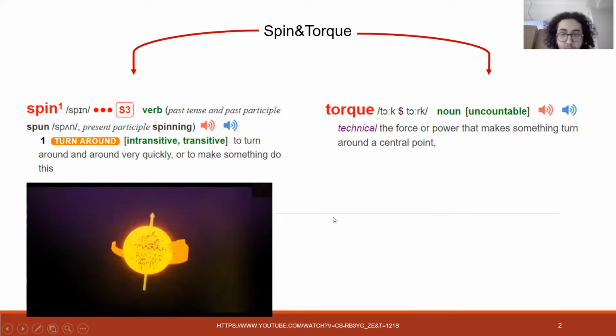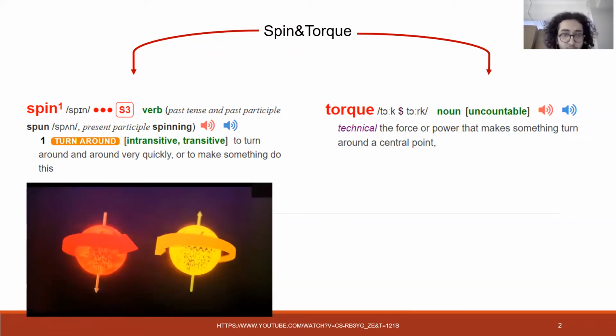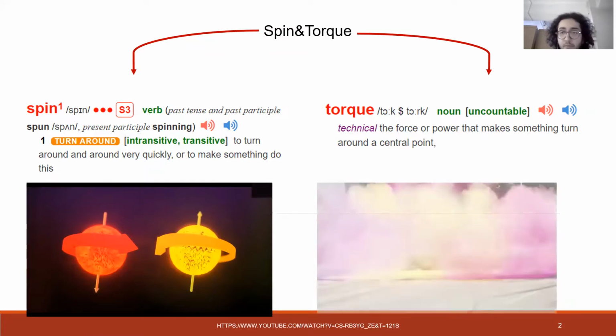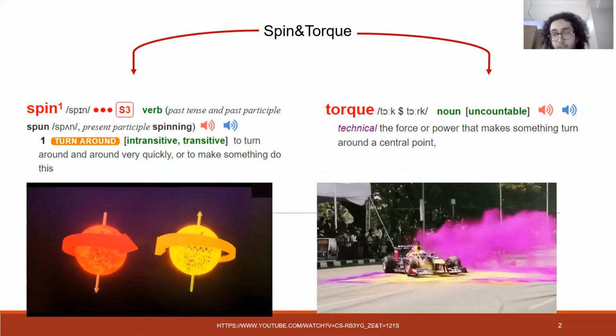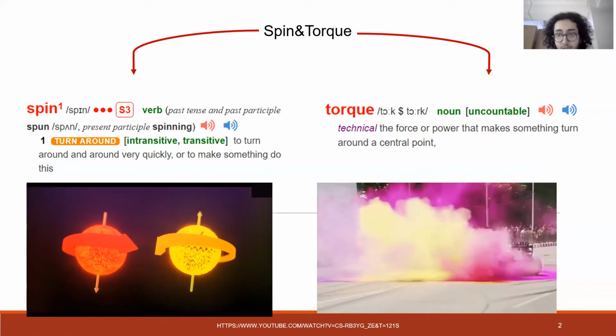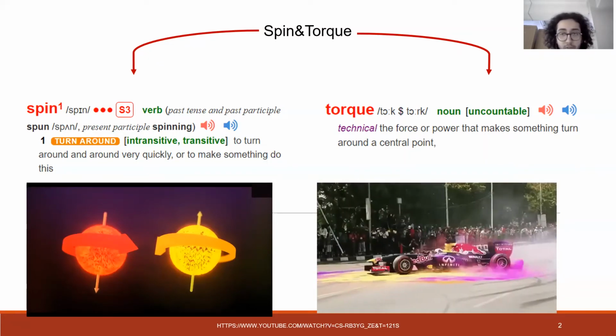spins can be up or down, but considering Pauli's exclusion principle, two electrons cannot be in the same orbital with the same direction of spin. So in an orbital, there cannot be up and up spin electrons, likewise down and down. Also, here with an F1 car, I just want to make an analogy about how electrons spin around their axis.